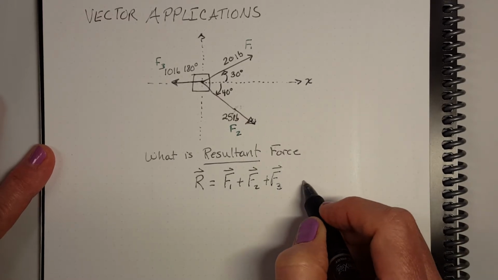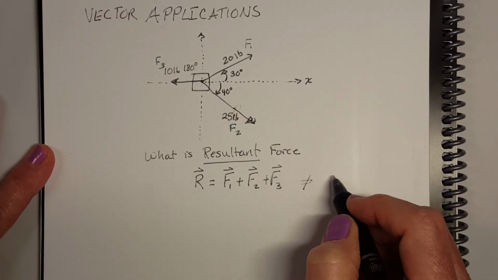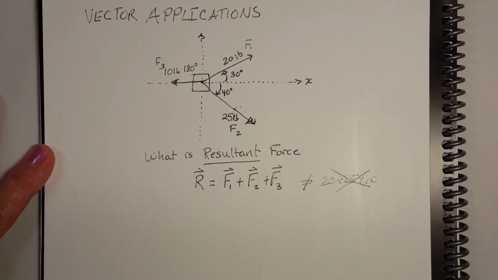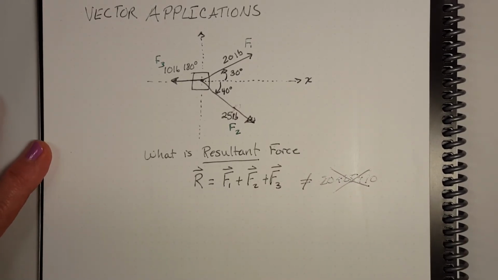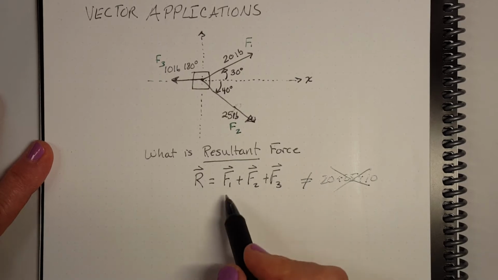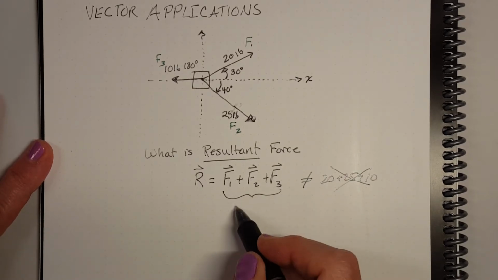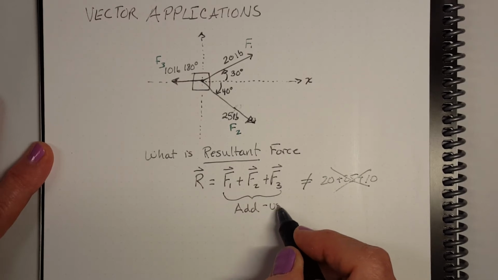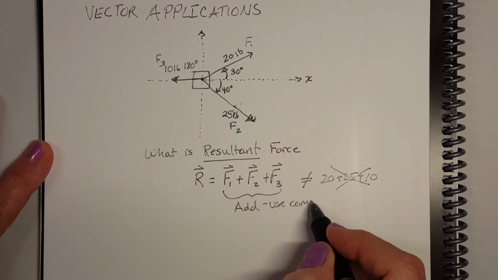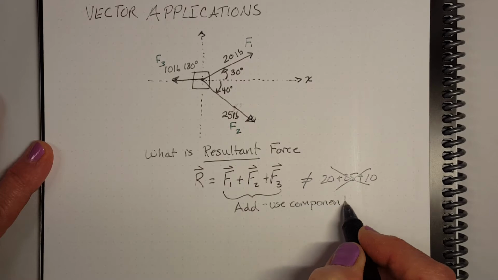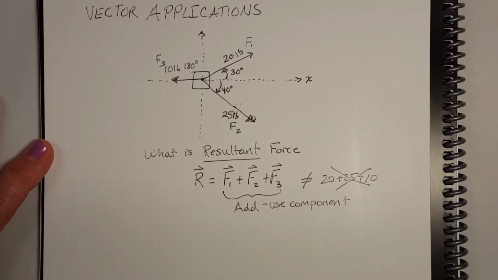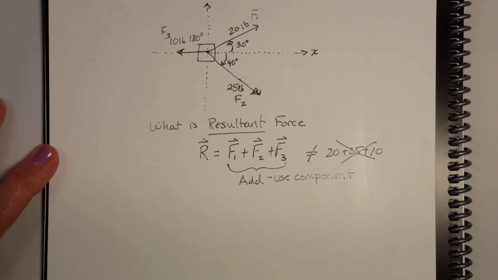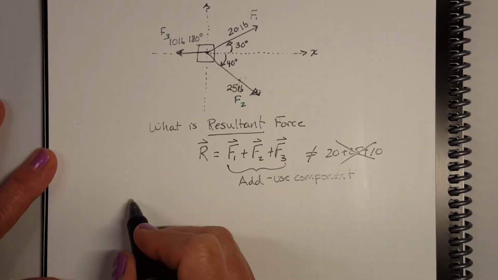So we know that I can't just add them up and say, oh, well, it's 20 plus 25 plus 10. That does not work. These are vectors. They have directions. So if we're going to add vectors, the easiest way to add vectors is use component form. So I'm going to want to get my F1 and my F2 and my F3 into component form. So I'm going to look at these and I'm going to do them separate here.